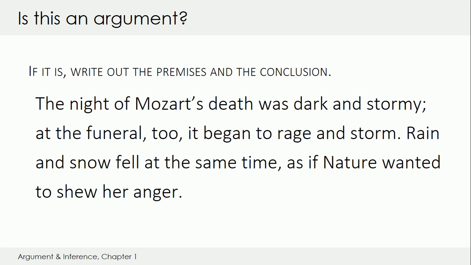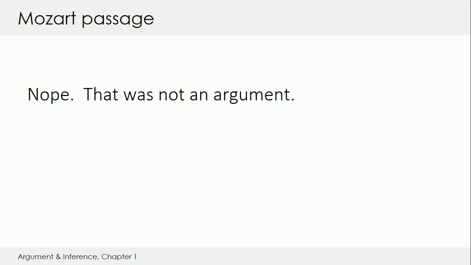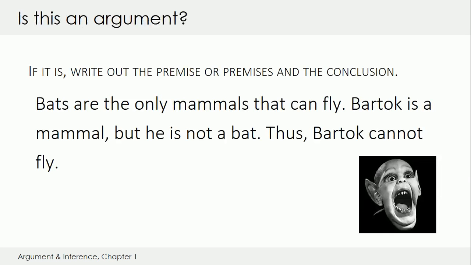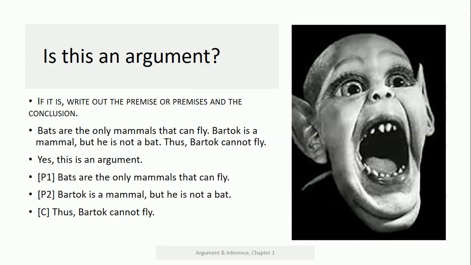All right, is this an argument? The night of Mozart's death was dark and stormy. At the funeral, too, it began to rage and storm. Rain and snow fell at the same time, as if nature wanted to show her anger. No, that's not an argument. All right, is this an argument? Bats are the only mammals that can fly. Bartok is a mammal, but he is not a bat. Thus, Bartok cannot fly. Yeah, that's an argument. Premise 1, bats are the only animals that can fly. Premise 2, Bartok is a mammal, but he's not a bat. Thus, Bartok cannot fly.